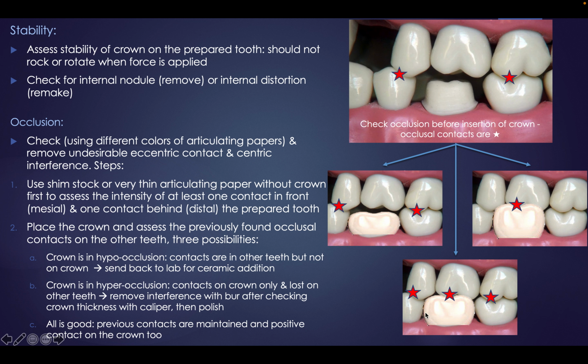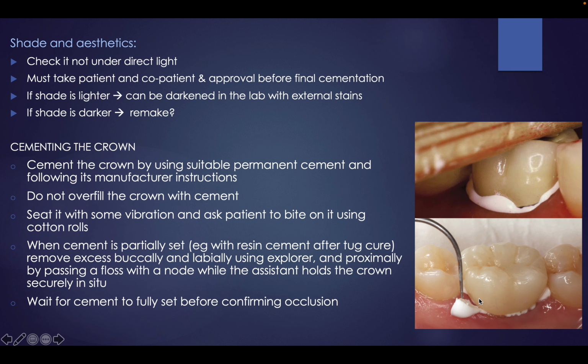Otherwise, it will break. The third possibility: you put the crown in, and you find that you have a contact here and a contact here, just like before the placement of the crown. It means that the crown you have fabricated is in the right occlusion as with the others, and this is what you need to reach. So if it's high up here, you remove until it's up to that. If it's low like this, you need to send it to the lab to add ceramic until it's touching back here as with the neighboring teeth.